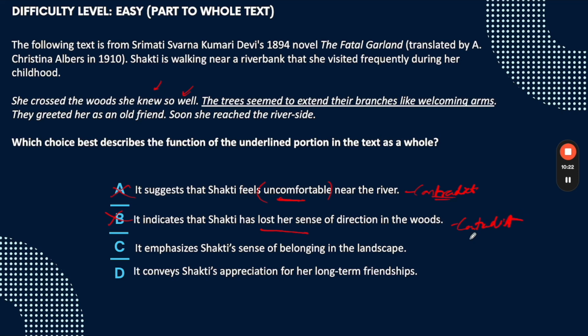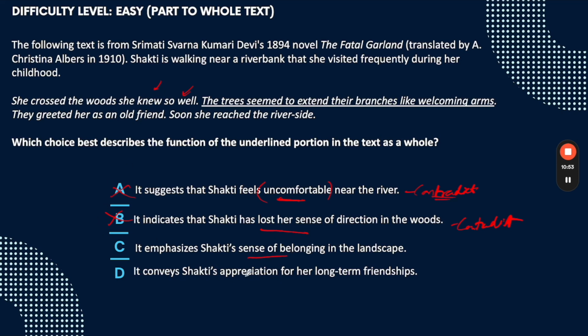Let's look at C. It emphasizes Shakti's sense of belonging in the landscape. Yes, she is certainly feeling very belonged in that place. She felt very warm. She felt like even the trees are welcoming her. So there is a sense of belonging in that particular landscape, in that environment. So I got nothing to eliminate in choice C. There's no word that's going wrong here. Anyhow, I will move on to choice D now and see if I could eliminate that.